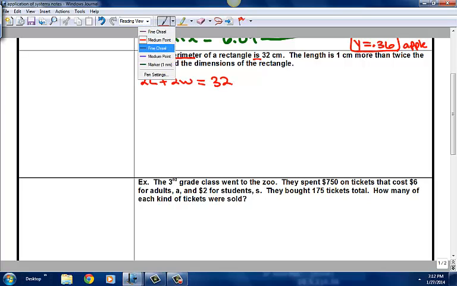Second sentence means our second equation usually. It says length is. So this time I'm going to write L equals. Then it goes on to tell me 1 centimeter more. That means 1 plus. 1 more than twice the width. Well, that means multiply, so I get 2W. Now I'm ready to solve it again. It wants the dimensions. That means find out what L and W are.